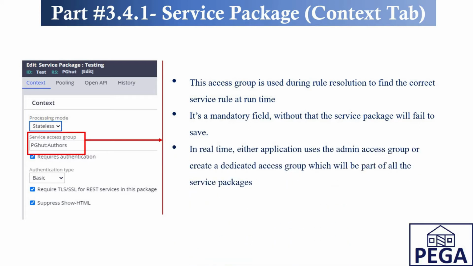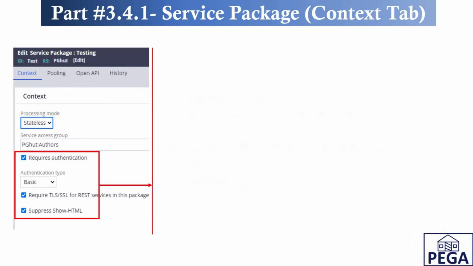Now in real time, either the application uses an admin access group depending on the need, or generally what we do is create a dedicated service access group and assign it to the right application, so that it will be untouched. I mean, during the dev phase we generally use the admin access group, but when we push it to production we try to keep a dedicated access group for this particular service, so that it will be unchanged and nobody is going to change it, because the moment you change the access group, if it is an admin access group, it's going to impact the service. So we try to keep it separate. I hope you are clear about the service access group.